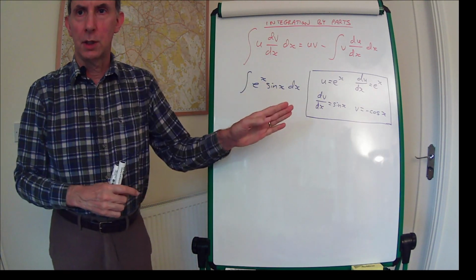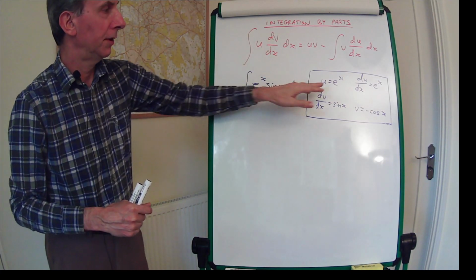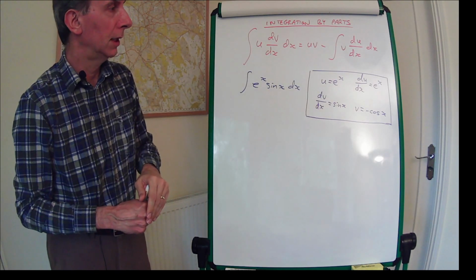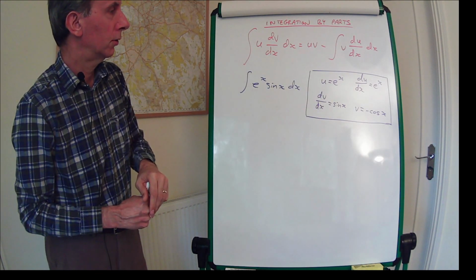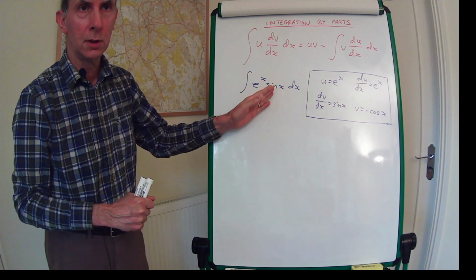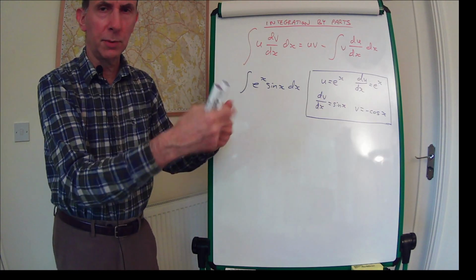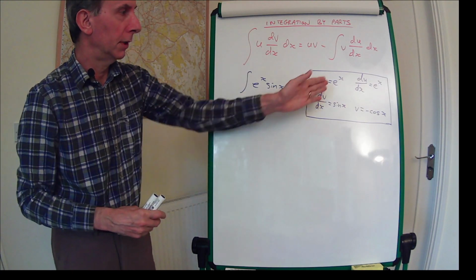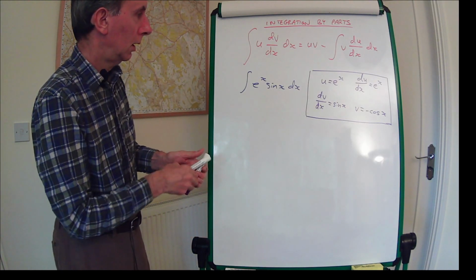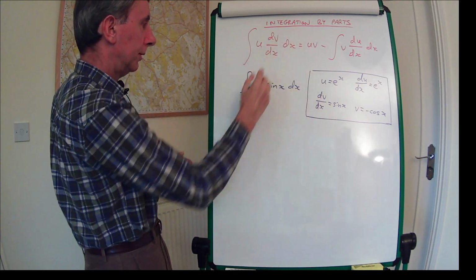I could have done this the other way round. I could have said that dv by dx is e to the x, and then v would also be e to the x, and I could have said that u is equal to sine x, and then du by dx is going to be cos x. It's going to be very similar whichever way round you do it, so I've just chosen to do it this particular way. So let's substitute those in.